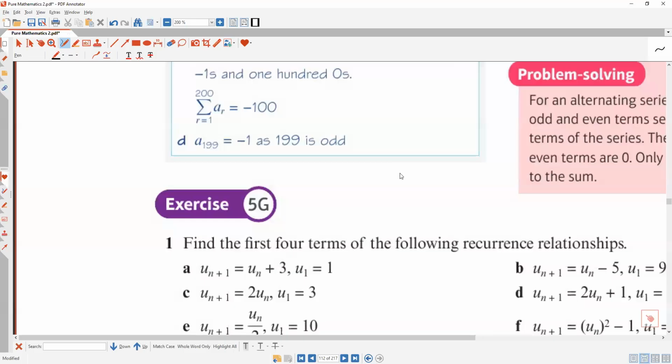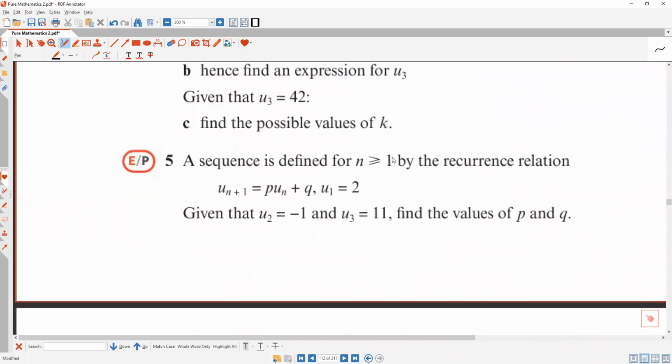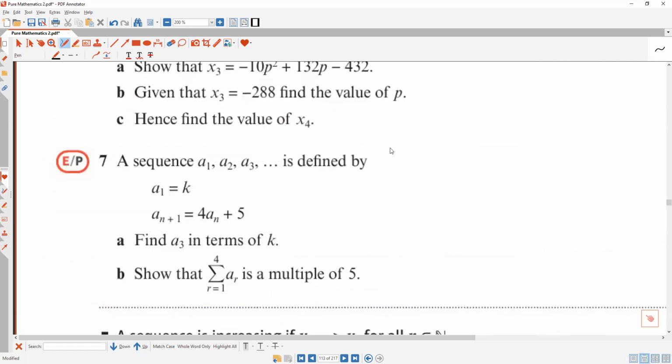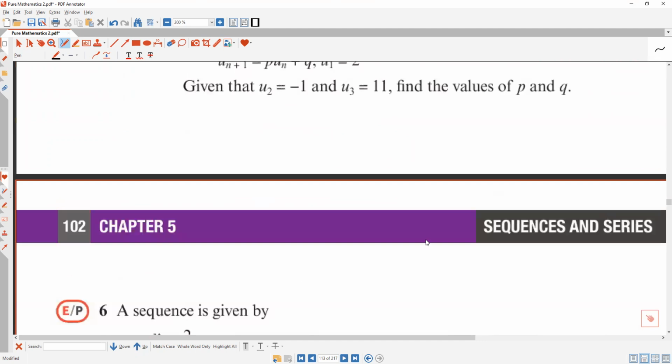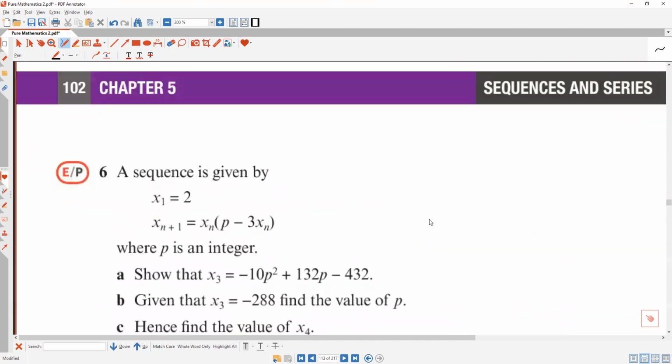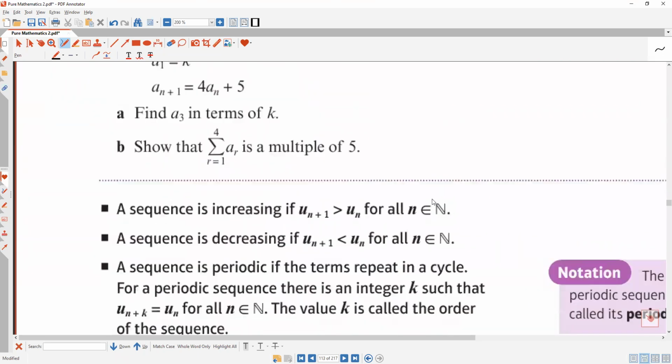Okay, homework is exercise 5G. Please write it down. Everybody write down the homework. Question number 5 and question number 7, please. Okay. Why do I have to tell you the page number again? 102 and 101. 102. Yeah. It's 5 and 7. Okay, let's start over here now.